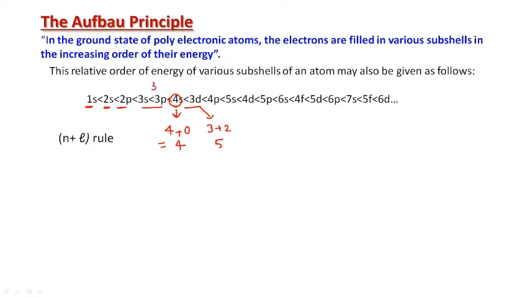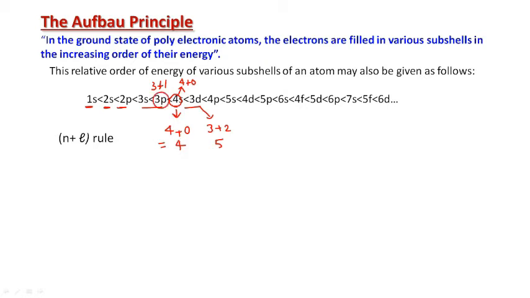So the lower value of n+l will be filled first, then the higher value. You can also ask that in this case, 3p and 4s: the value is 3+1, which equals 4, and 4+0, so both have value 4. So why is 3p filled first instead of 4s? If we have the same n+l values, then the lower value of n will be filled first. If n+l is different, then the lower value of n+l will be filled first.